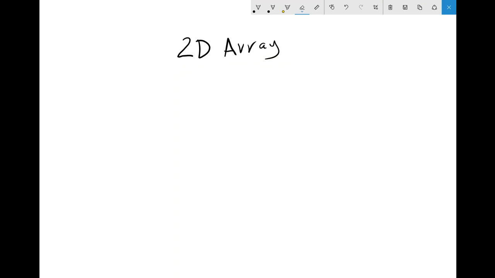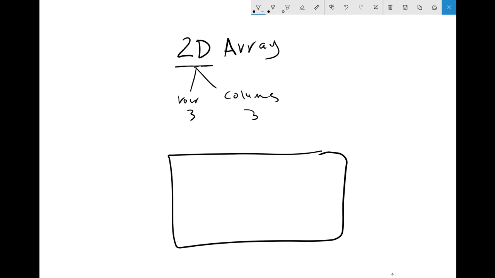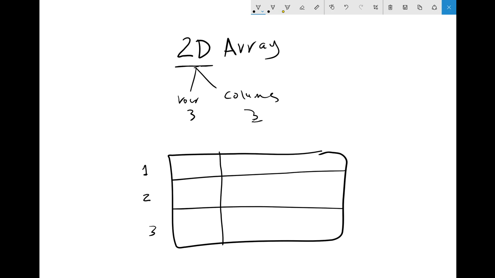When we talk about two-dimension, that means we have two things. We have rows and we have columns. If you think about a two-dimension array with 3 rows and 3 columns, that means you have a square, and this square is divided into 3 rows: 1, 2, 3. So this is the first row, the second row, and the third row. With 3 columns, this is the first column, the second column, and the third column.